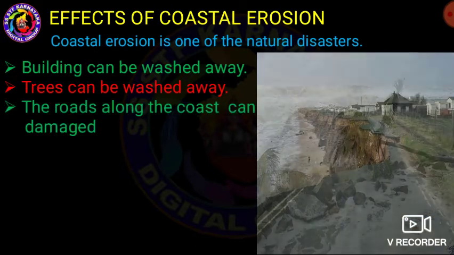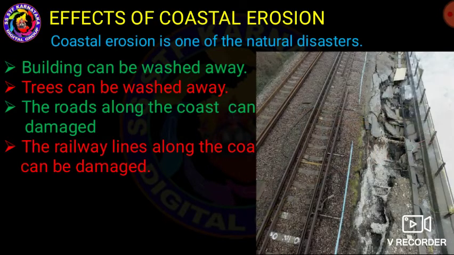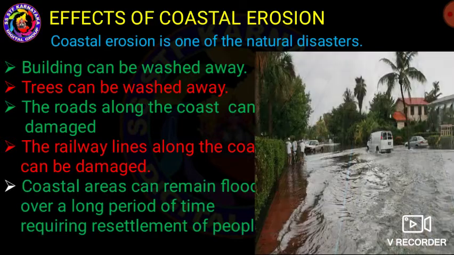Then the roads along the coast can be fully damaged. Then the railway lines along the coast can be fully damaged. The coastal areas can remain flat over a long period of time, requiring resettlement of the people. These are the major effects of coastal erosion.